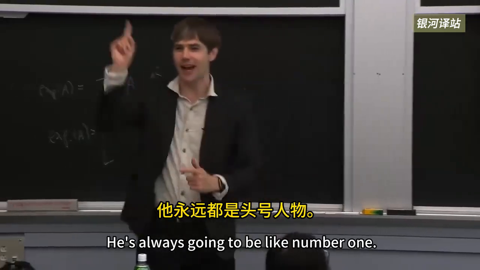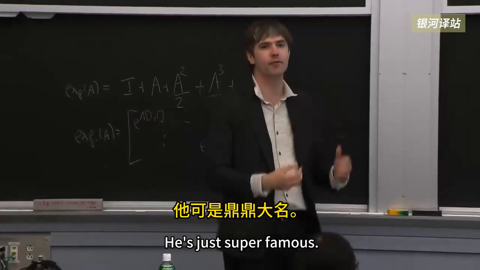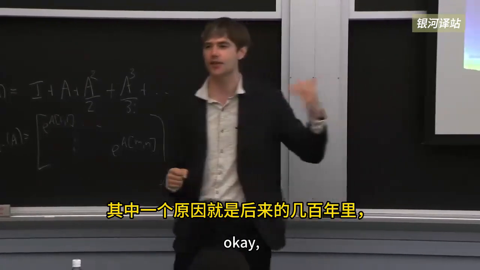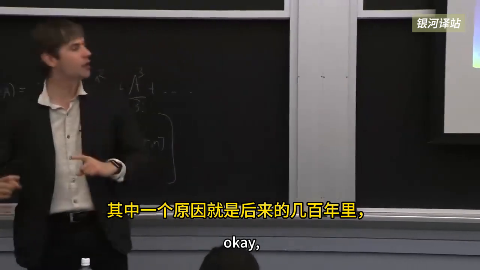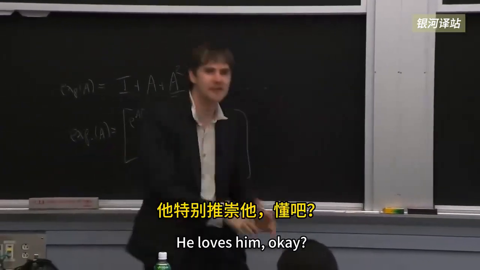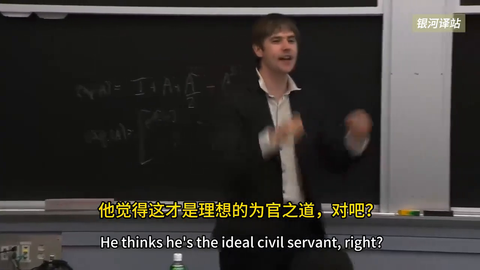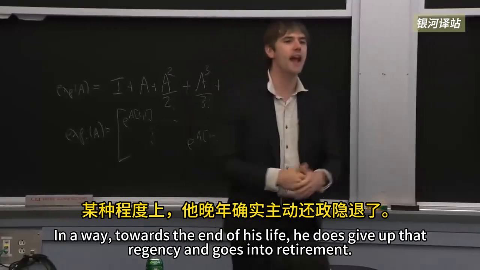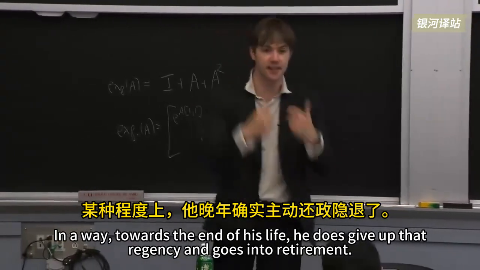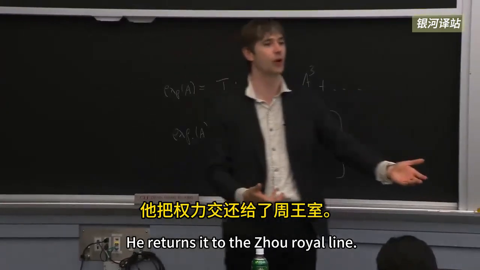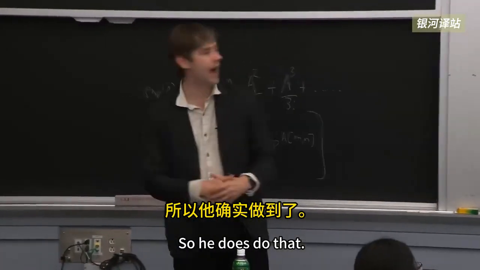Okay, he's always going to be like number one. He's just super famous. One of the reasons he's really famous is that in later centuries, it turns out Confucius loves him. He thinks he's the ideal civil servant. In a way, towards the end of his life, he does give up that regency and goes into retirement. He returns it to the Zhou royal line. So he does do that.